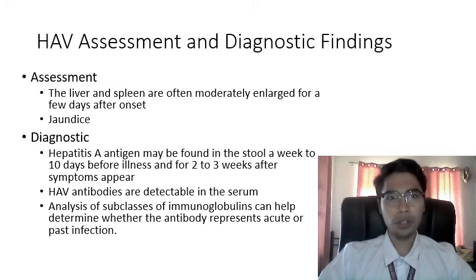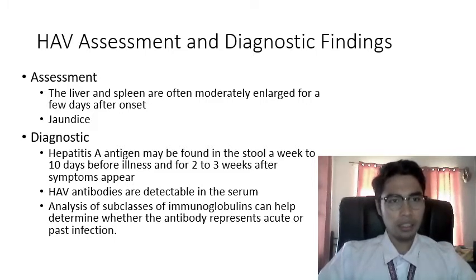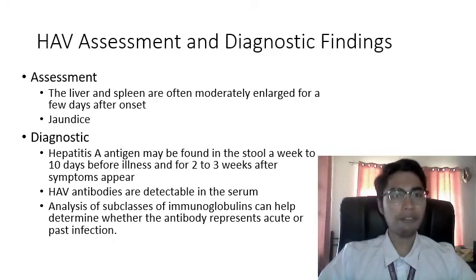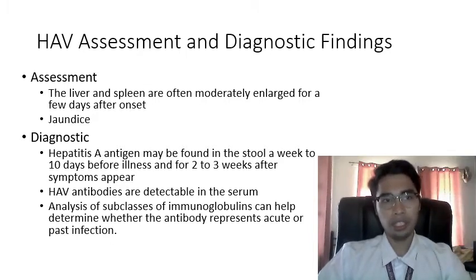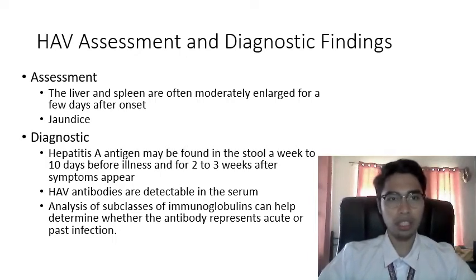Now, what do we see with those people who have hepatitis A? What can we assess and what are the diagnostic findings? The liver and spleen are often moderately enlarged for a few days after the onset of the symptoms, or rather, after the incubation period. And usually the person suffering with hepatitis A has jaundice, the yellowing of skin and the sclera, or high bilirubin levels in the serum.